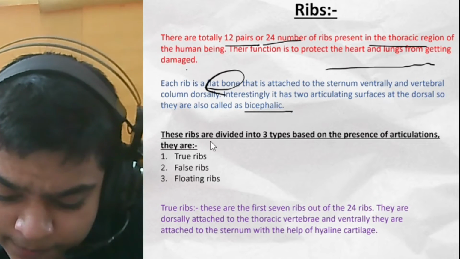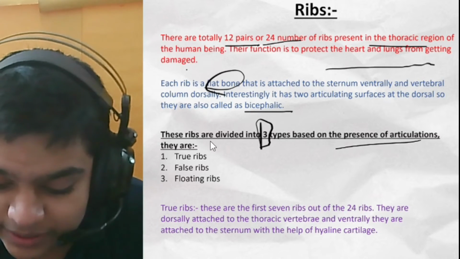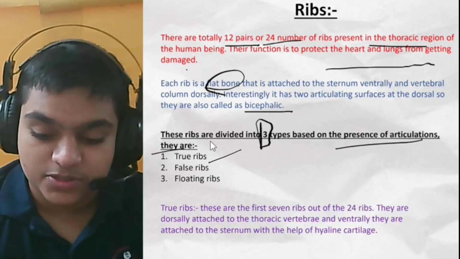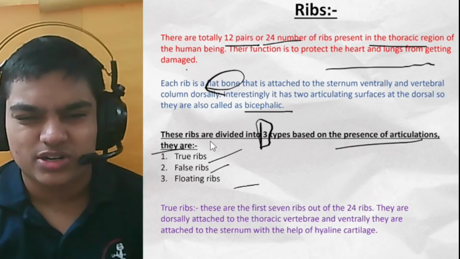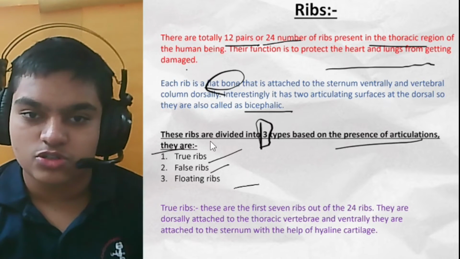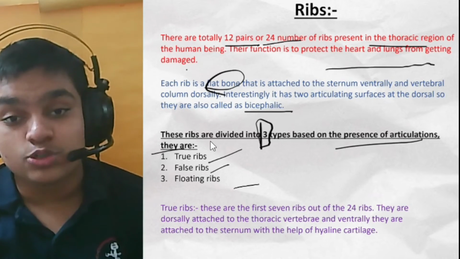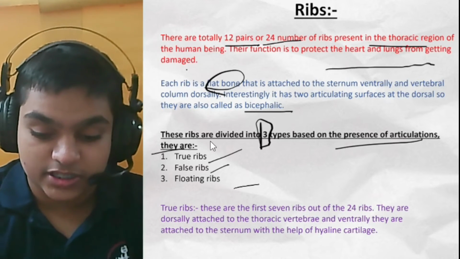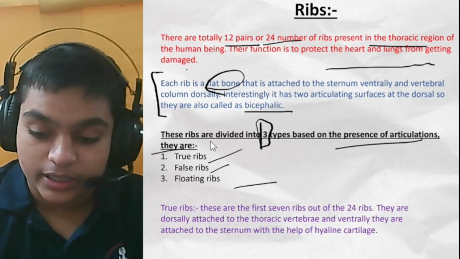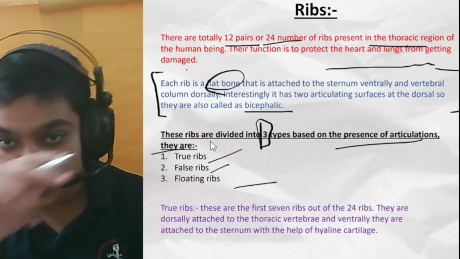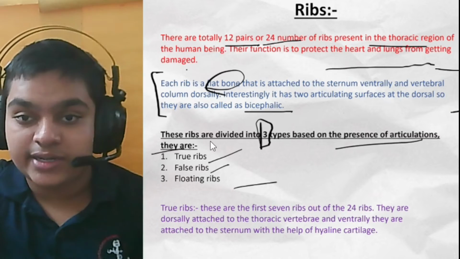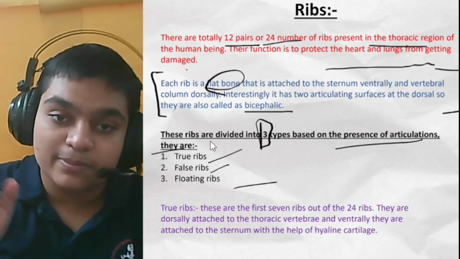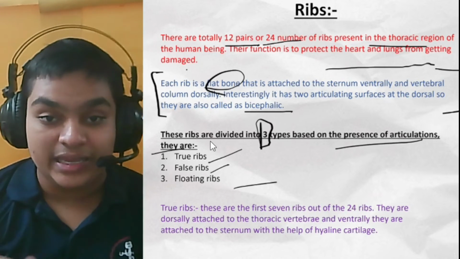Now, ribs are divided into three types based on their appearance and the presence of articulations: true ribs, false ribs, floating ribs. What? True ribs, false ribs, floating ribs? Are ribs also true and false? Yes, the definition which we have seen, this blue color line, is fulfilled by true ribs. This blue color line which we have written, that they articulate ventrally to the sternum and dorsally to the vertebral column, is fulfilled by true ribs.